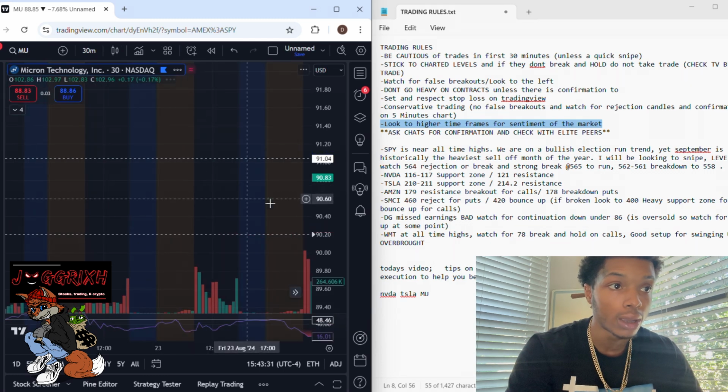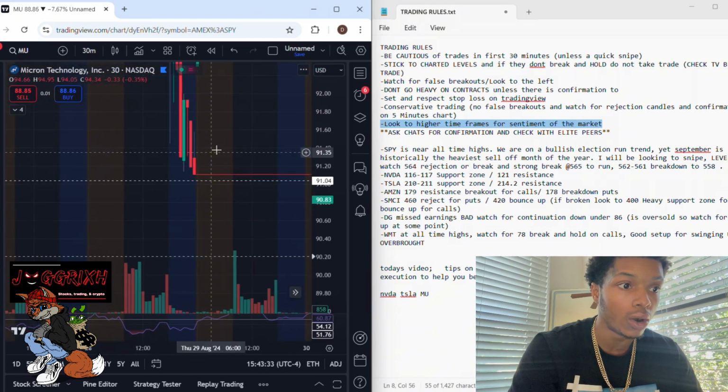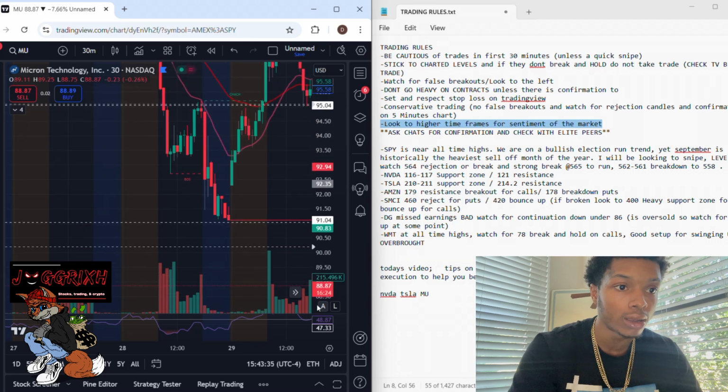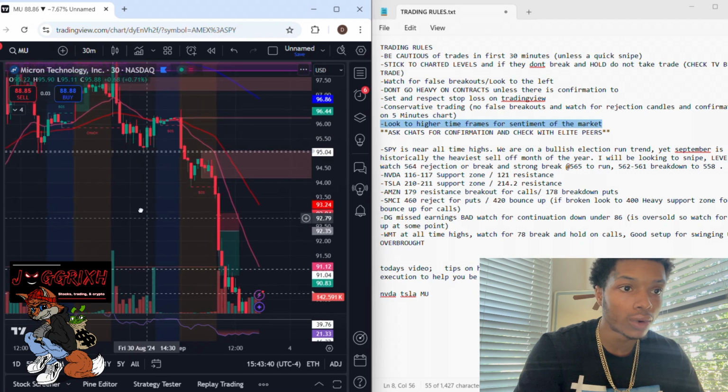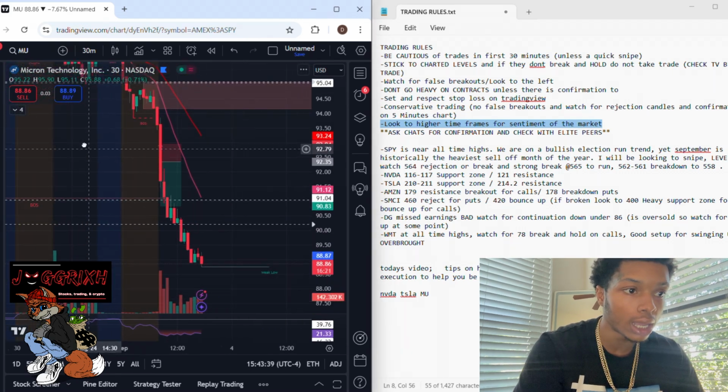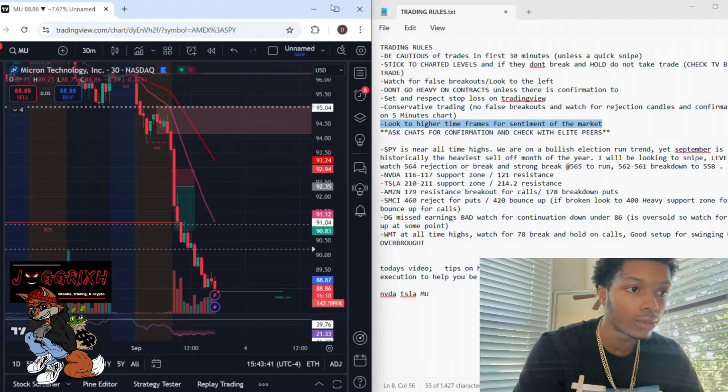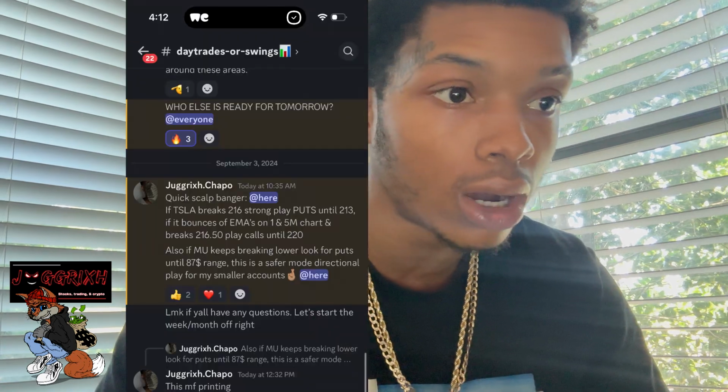You feel what I'm saying? But if we change this and go over to the 30-minute time frame, we can see that overall, the stock is in a bearish type of scene for the day. So now we know the sentiment of the market, man. And as you can see, I called this out in my Discord.